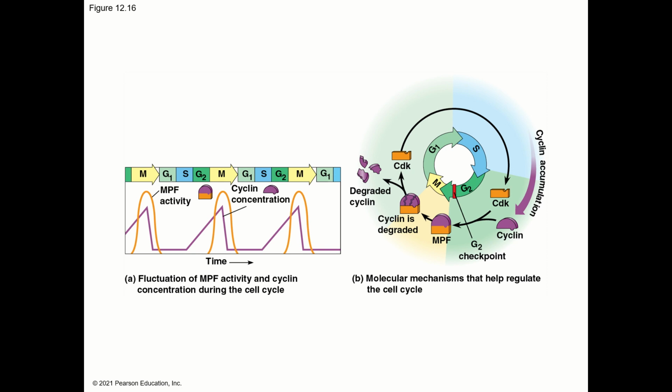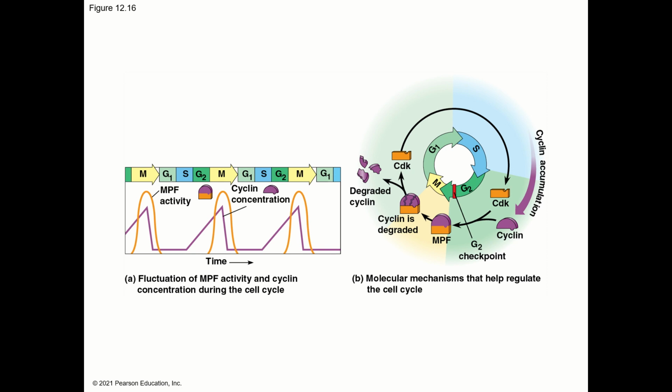Here we see activity of MPF and then cyclin concentration. MPF is represented by the curve chart, and cyclin concentration is represented by the jagged graph. For A on the left, we have fluctuation of MPF activity and cyclin concentration during the cell cycle. In B, we have molecular mechanisms that help regulate the cell cycle, essentially showing how CDKs, MPF, and cyclin are involved.